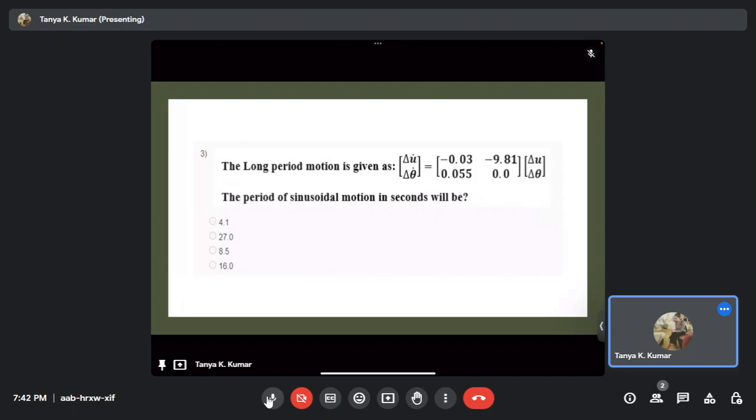Okay, let's try doing this. Again, try to write the characteristic equation. How do you do the characteristic equation? Lambda I minus A determinant equal to 0, where this is A. So what will it be? Lambda plus 0.03, 9.81, 0.055, lambda. Okay, it's the same equation. So what is the equation? Previous case, lambda square plus 0.03 lambda plus 0.539 equals 0.